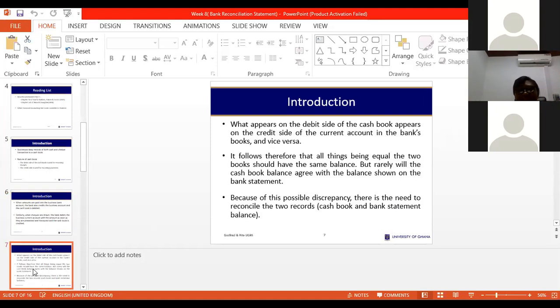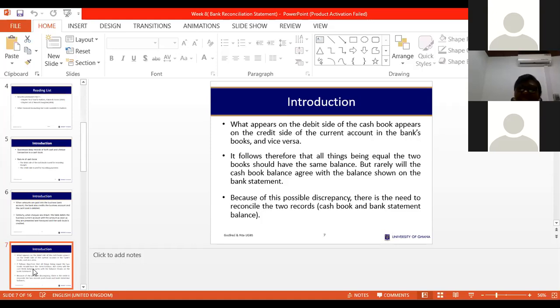Now that appears on the opposite side. So one thing we must note is that what appears on the debit side of our cash book, if we have our bank statement as a business, will appear on the credit side of the bank statement. What appears on the credit side of our cash book will appear on the debit side of the bank statement when the bank finally gives us the statement. It follows that all things being equal, the two books, that is the bank column of the cash book and our bank balance from our bank statement, should agree.